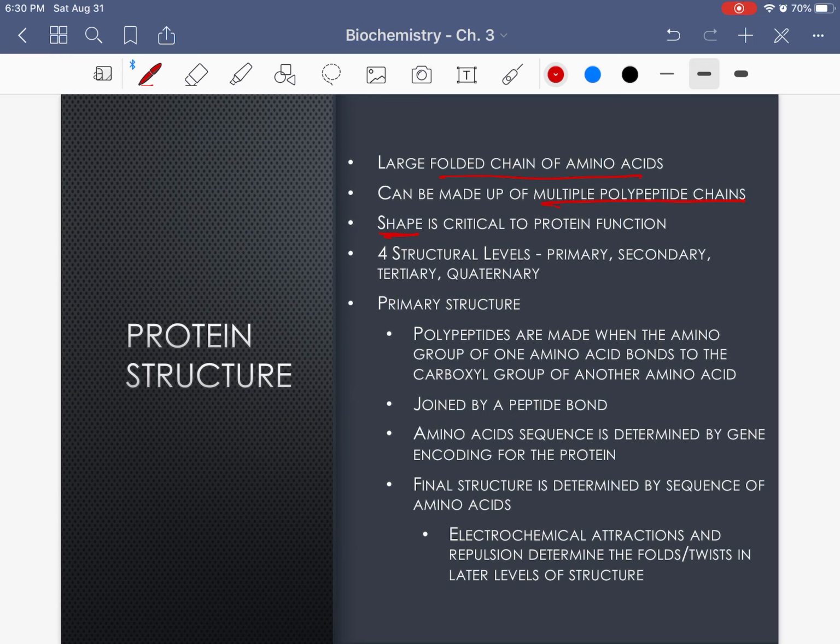There are 4 structural levels: primary, which is what we just talked about; secondary, tertiary, and quaternary. Primary structure is made when one amino acid group binds to another amino acid group. They're joined by those peptide bonds. The amino acid sequence is determined by your genes, by your DNA. All right, the DNA tells us what order to put those 20 amino acids in. The final structure is determined by the amino acids themselves.